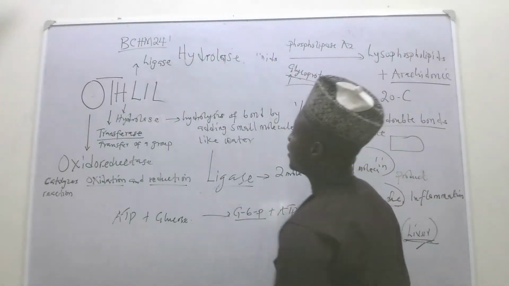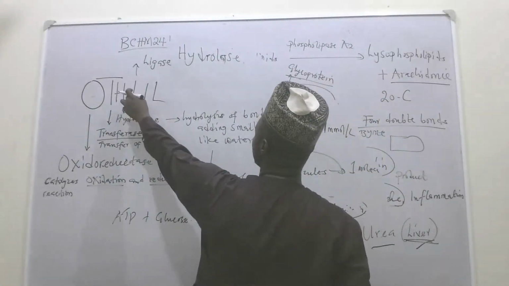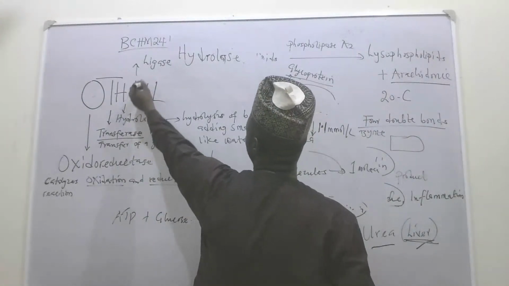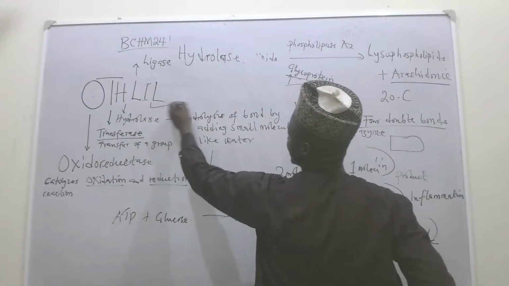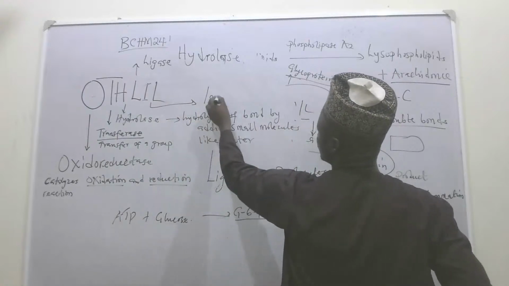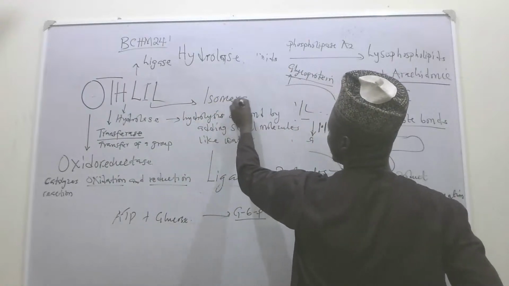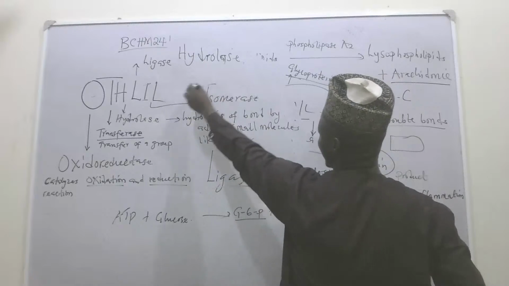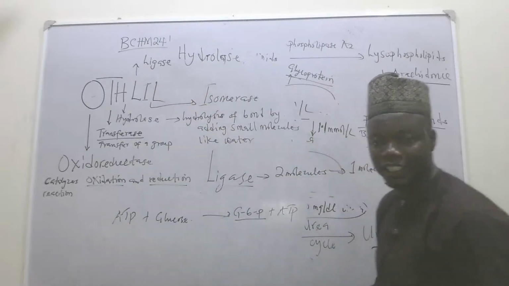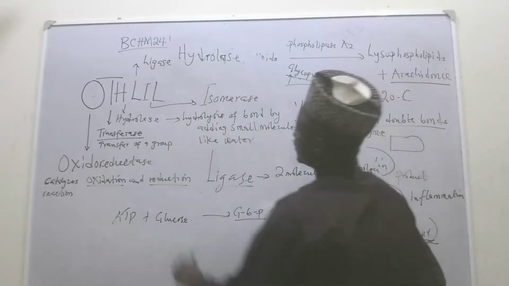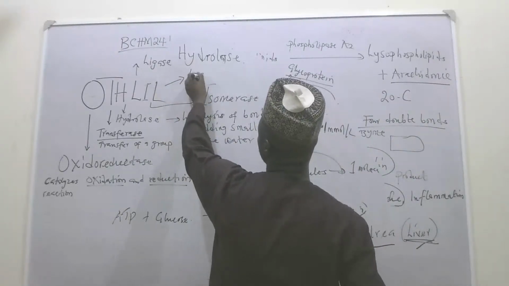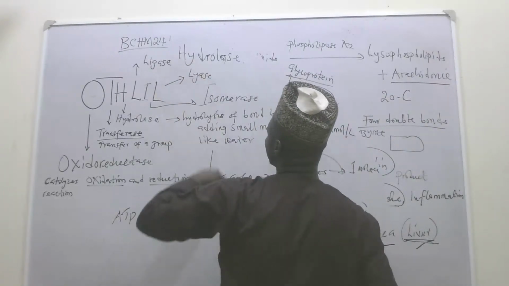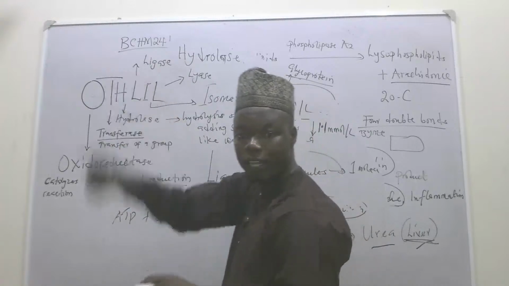Ligase. Then after L, that is the first L, the next one is I. The I, look at it here, the I here stands for isomerase. It catalyzes isomerization reaction. Then the last one is lyase. It catalyzes lysis, that is breaking down.